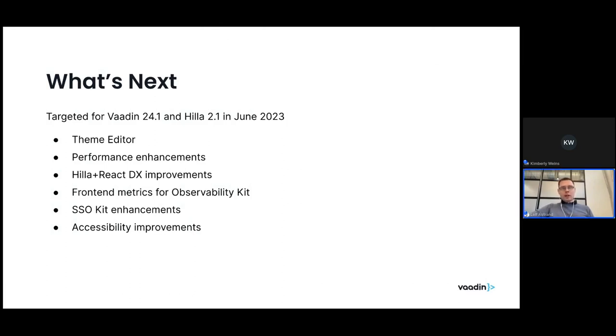What we're working on for that, these are the highlights. We're doing a theme editor. We're doing some performance improvements to the components, continuing work on making Hilla and React work very well together, adding front-end metric support for Observability Kit, making further enhancements to the SSO Kit for Hilla, and then making accessibility improvements to basically all of the UI components. So let's go through each of those a little bit more in detail.